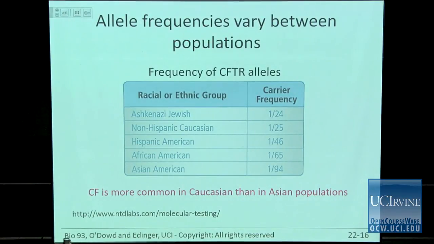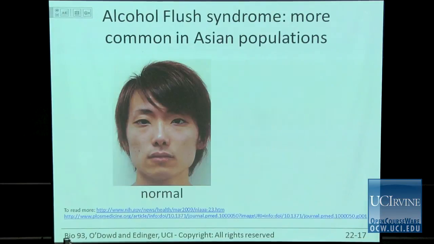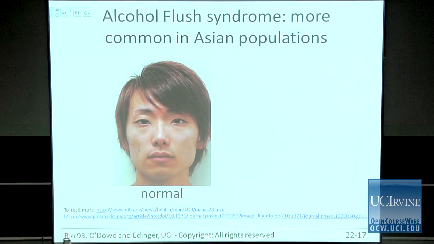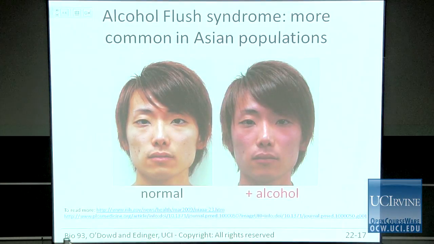So we're just talking about allele frequency, and I told you CF was more common in Caucasian populations than it is in African or Asian populations. And in each population of people in different races, you're going to have different diseases and syndromes and alleles that are more common. So I wanted to talk about another one. This is alcohol flush syndrome that's more common in Asian populations. So when this gentleman drinks alcohol, he looks like this. And I'm sure all of you know somebody who this happens to. Maybe it's even yourself.